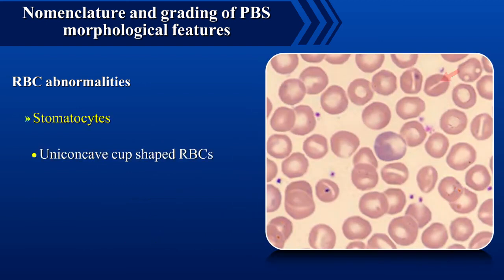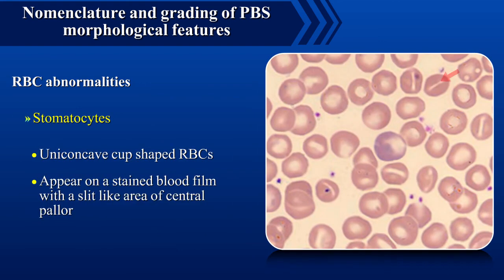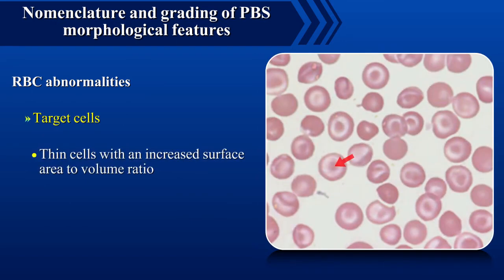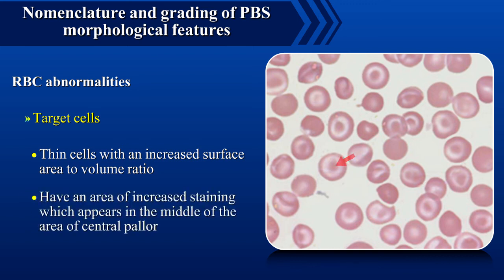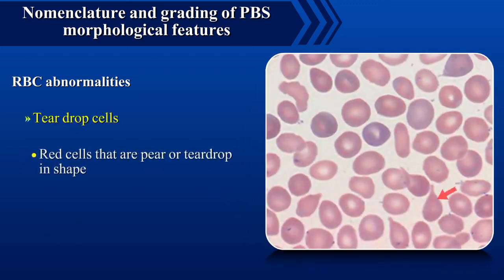Stomatocytes are uniconcave cup-shaped red blood cells that appear on a stained blood film with a slit-like area of central pallor. Target cells are thin cells with an increased surface area to volume ratio that have an area of increased staining which appears in the middle of the area of central pallor. Teardrop cells are red cells that are pear or teardrop in shape.